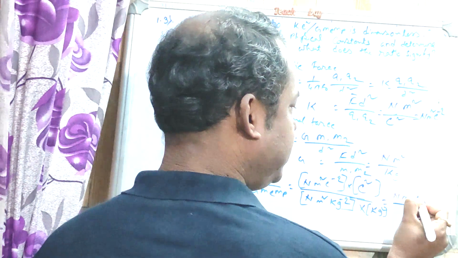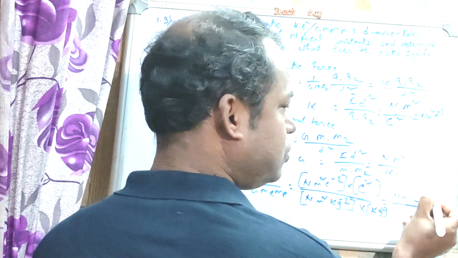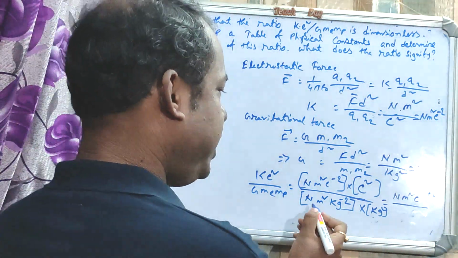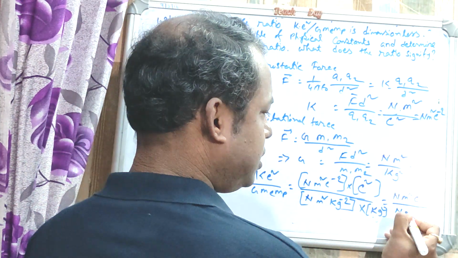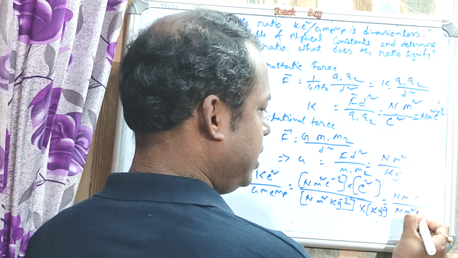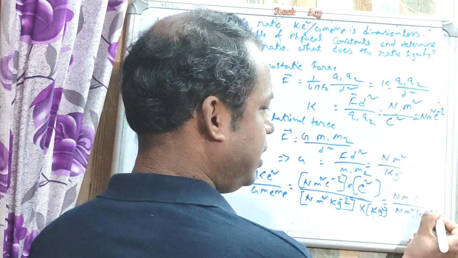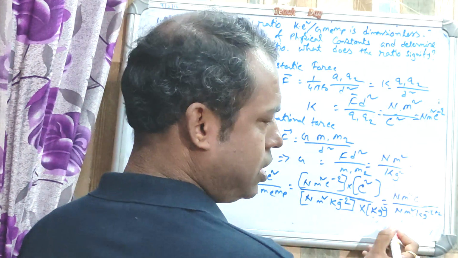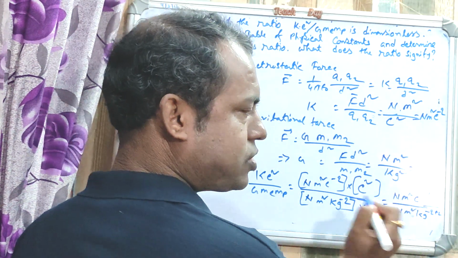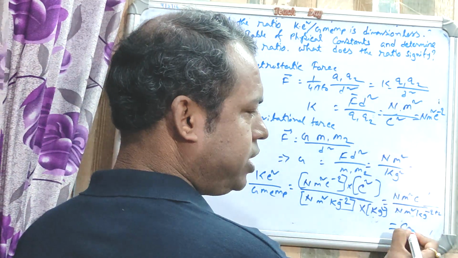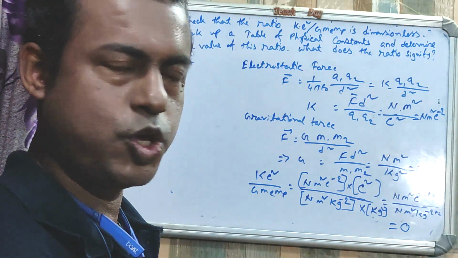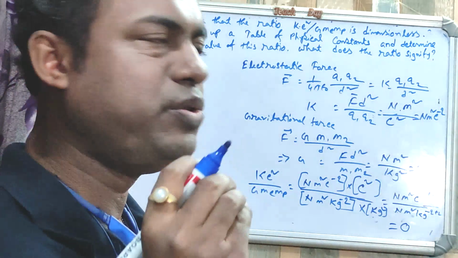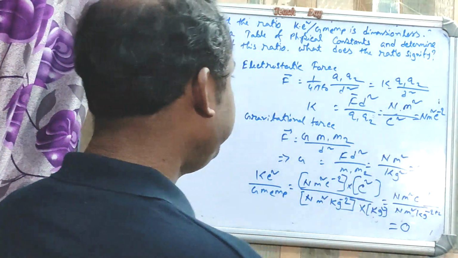So this may be written in the form C^(-2+2). So this is 0. Again, this is Newton meter square kg^(-2+2). This one is also 0. And here Newton cancels out, meter square cancels out. So what is the unit in this case? That is equal to 0. So 0 means this is unitless, that is, no unit is present.